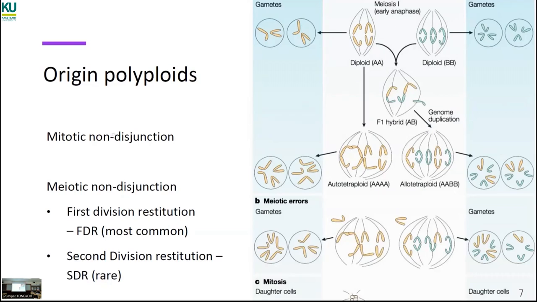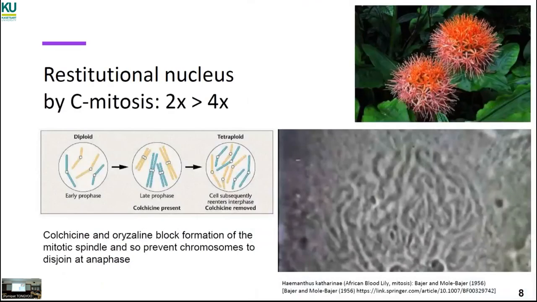Now, a very nice example, which I have had since the beginning of my career, is a couple of images. Actually, there are movies from a Polish couple, Professor Bajer and Professor Mole-Bajer. This is a picture from 1956, quite old, but it shows very nicely in Haemanthus katherinae what the effect is of colchicine to produce a restitution nucleus. Let's see a bit with this one.